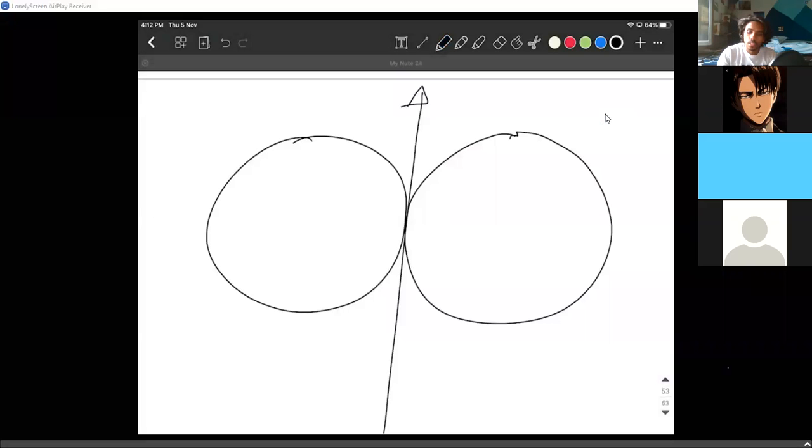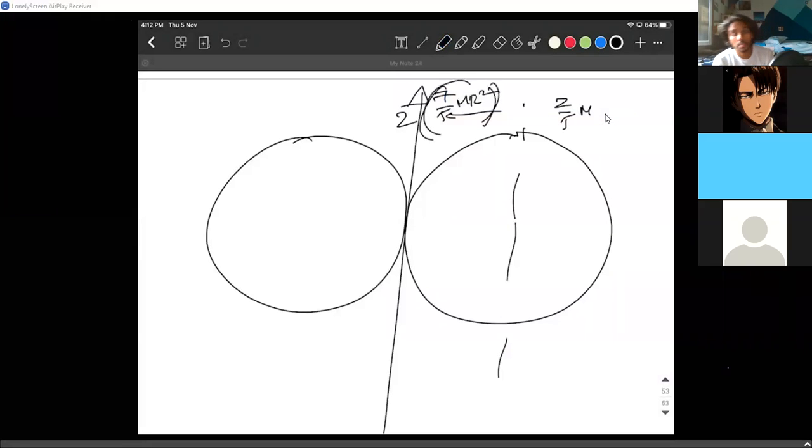So we already know this value. How much was that? Mr square by how much about this axis? It is 2 by 5 mr square plus md square, which is nothing but 7 by 5 mr square. For one sphere. You have two spheres, you simply multiply it by 2. So for two spheres like this, about an axis passing through the middle, all you have to do is simply take the moment of inertia, 7 by 5 r square, into 2 for two spheres. That's all.